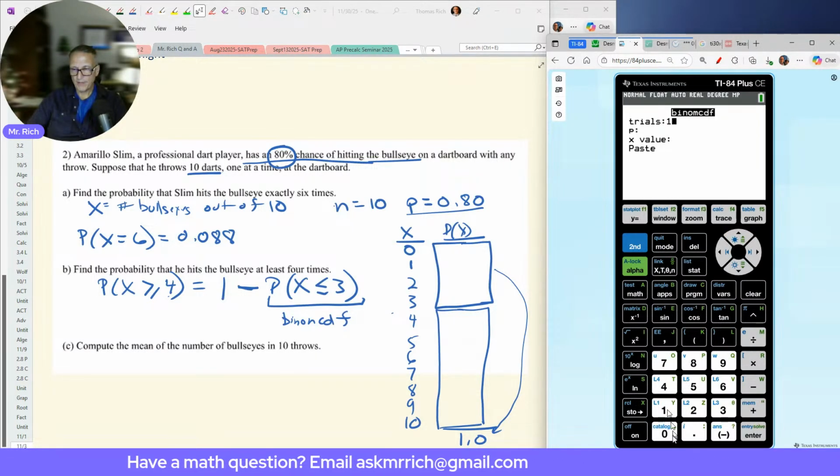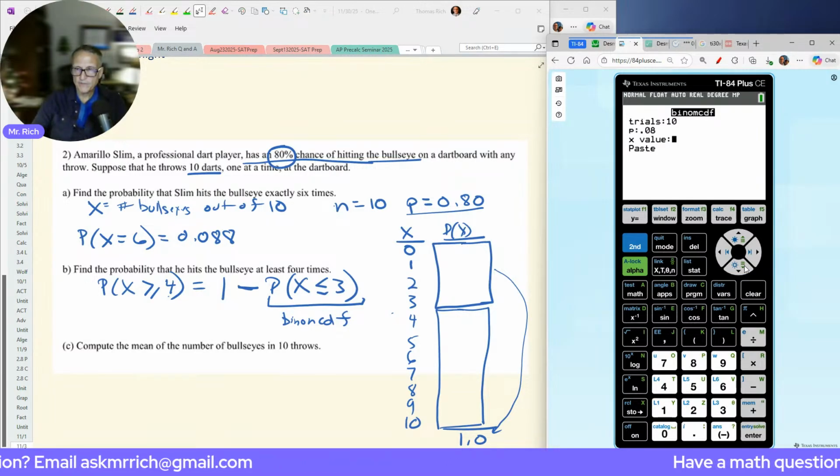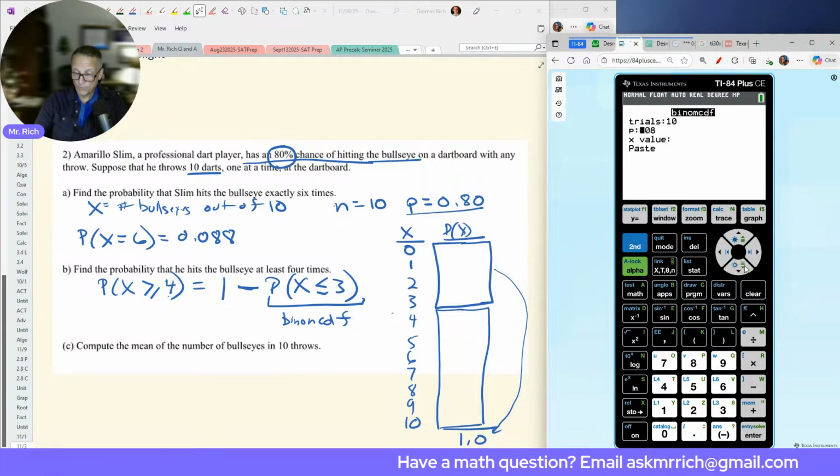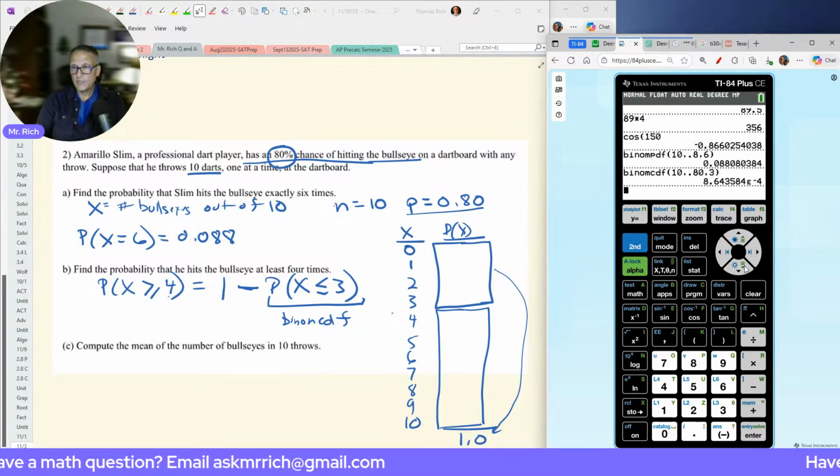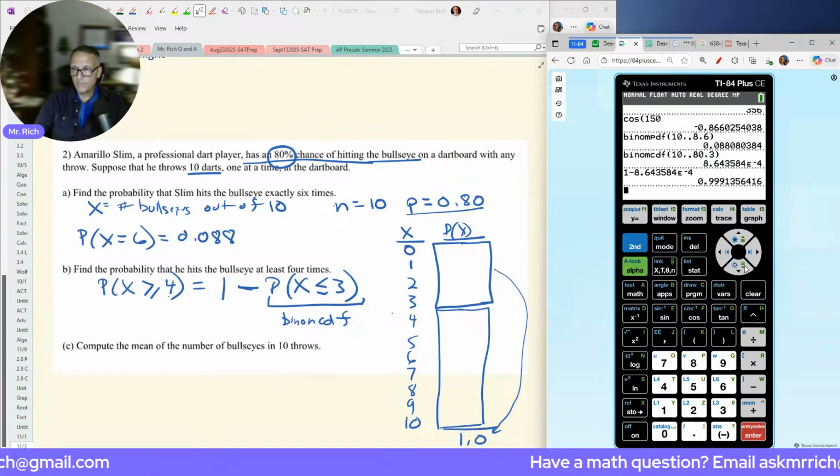And we would have 10 trials. Probability of any one of them being successful is 0.8, not 0.08, but 0.80. And we're talking about 3 or less. We paste, we run that. Now I'm going to do 1 minus that value, and I get 0.999.